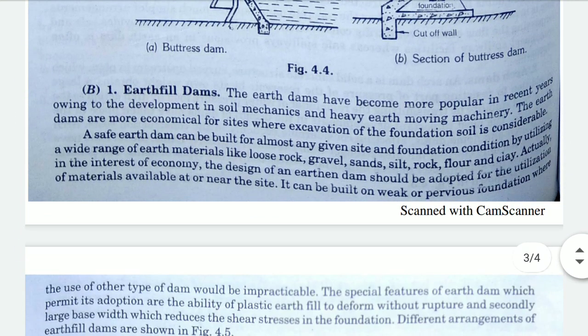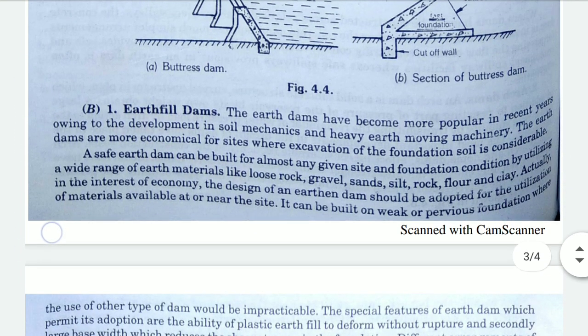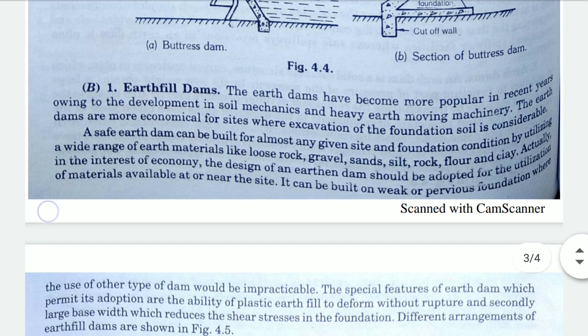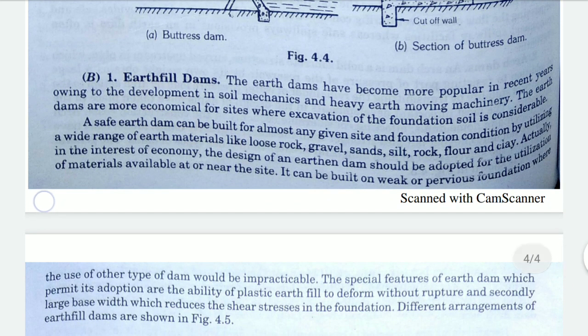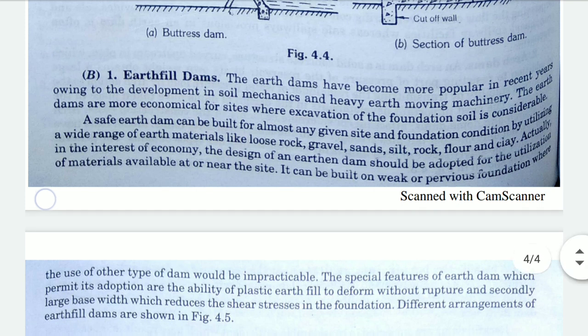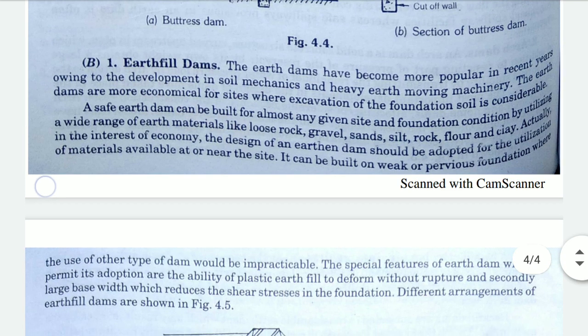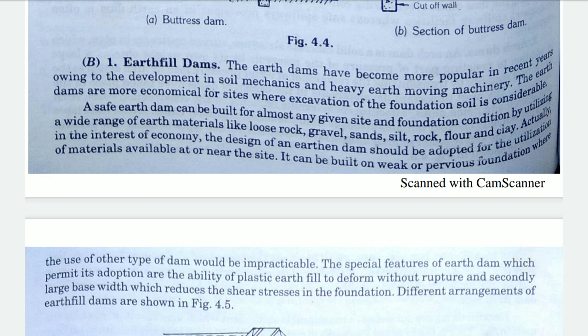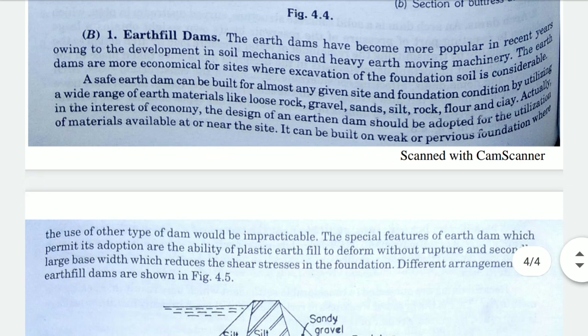The second type of dam is the earth-fill dam. The earth-fill dam has become more popular in recent years owing to the development of soil mechanics and heavy earth-moving machinery. Earth dams are more economical for sites where excavation of the foundation soil is considerable. The soil plays an important role in the earth-fill dam.